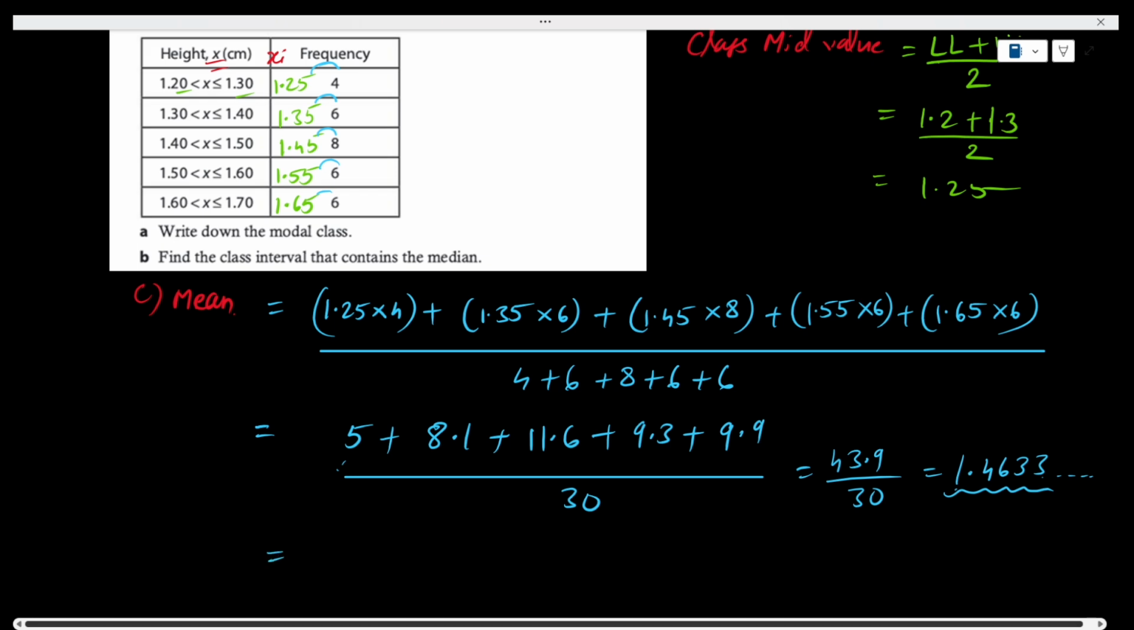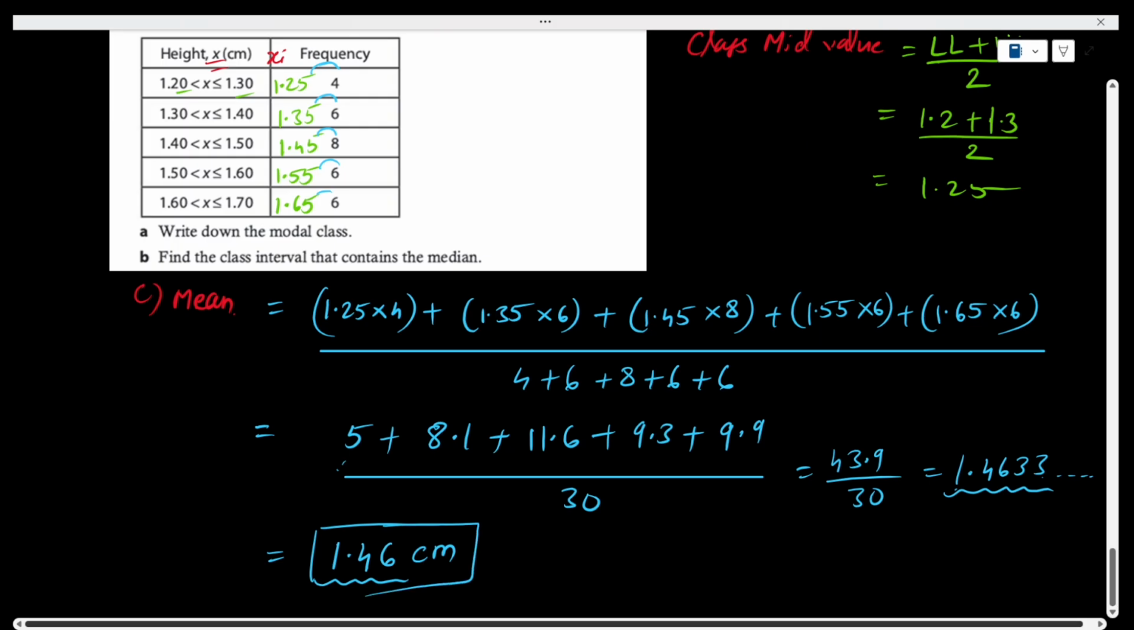For a terminating decimal, you will write down all the values, or here you can write three significant figures as 1.46, right? Now here the height is 1.46, so the average height of the students. So this is the way you are going to find the mean whenever the grouped data class interval is given, when your data is grouped.